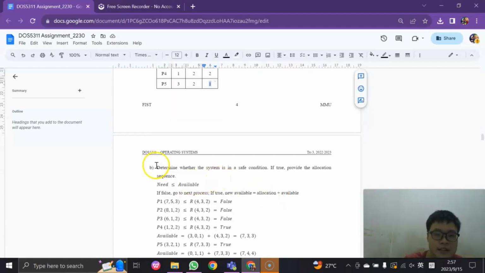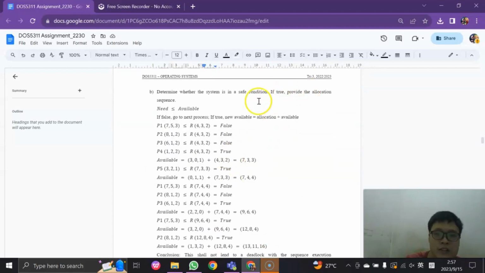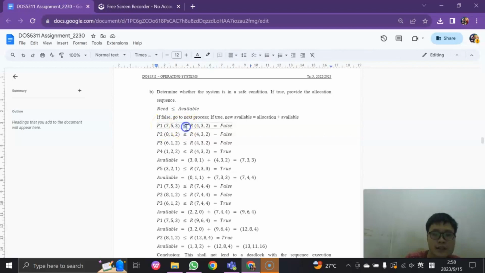Second question. Determine whether the system is in a safe condition. Follow the allocation sequence. After calculation, need must be less than or equal to available. If false, go to the next process. If true, calculate a new available and go to the next process. The formula of new available is allocation plus available. The need of P1, 7 5 3, is not less than or equal to available 4 3 2. So go to the next process, P2.